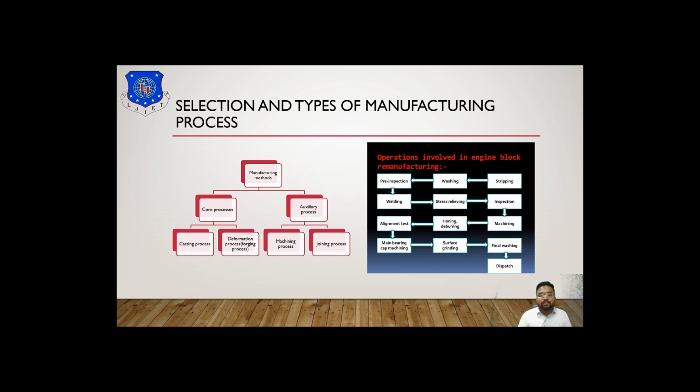Ultimately after honing we test it for alignment, whether it is aligned to its own axis or not. If it is not aligned to its own axis, it will create unbalanced forces. After that alignment, we get into main bearing and cap machining. Then we perform surface grinding and a final washing. Here surface grinding, honing and welding are auxiliary processes, and ultimately we take it to dispatch. Here it is only a modification of your engine, rather than manufacturing your engine block from scratch.